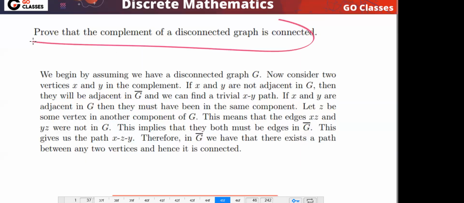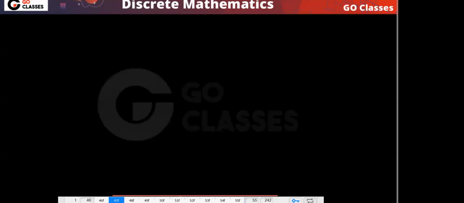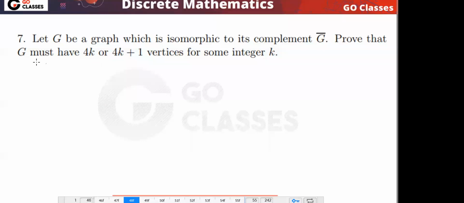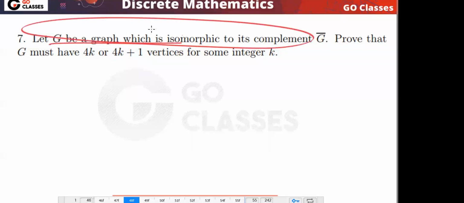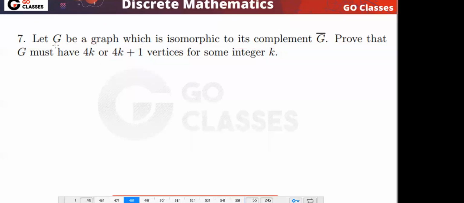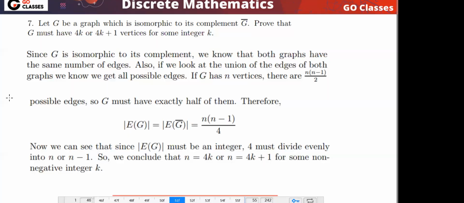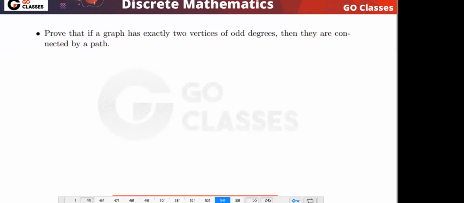So prove that complement of a disconnected graph is connected. This we have done. Now let's see. This we have also done. If G is isomorphic to G complement, what does it mean? It means it is self-complementary. Then the number of vertices will be 4k or 4k plus 1. This we have already seen. Now let's move on.